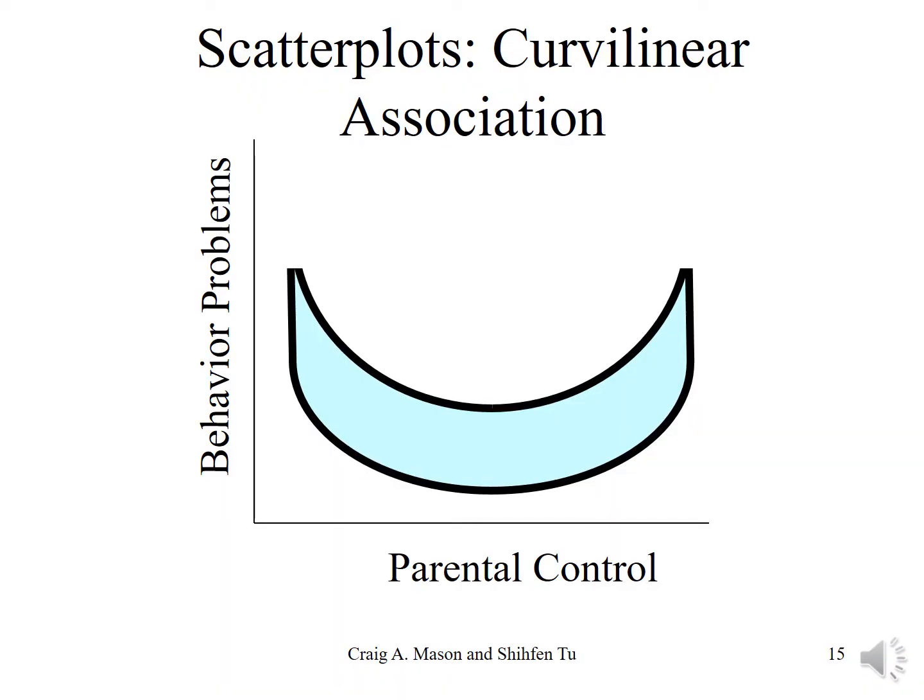Now, sometimes you can have a more complicated association, such as a U-shaped relationship. For example, in a previous line of research, I examined the curvilinear relationship between adolescent problem behaviors and levels of parental control in ethnic minority families. Specifically, adolescent problem behaviors tended to be higher when parental control was either very low or very high. Behavior problems were lowest at some middle level of control.